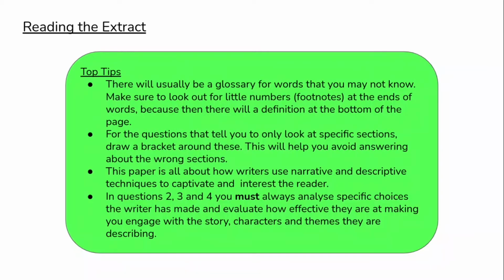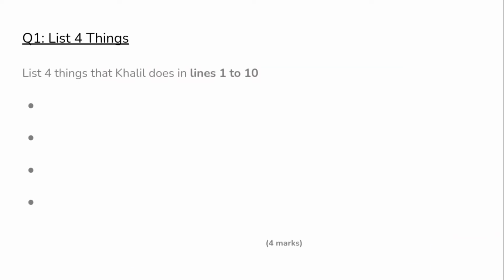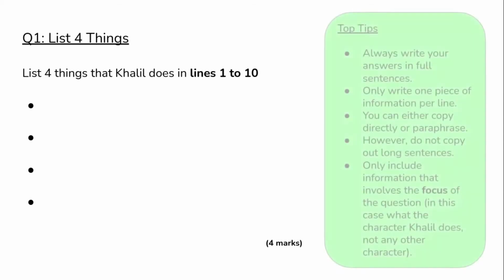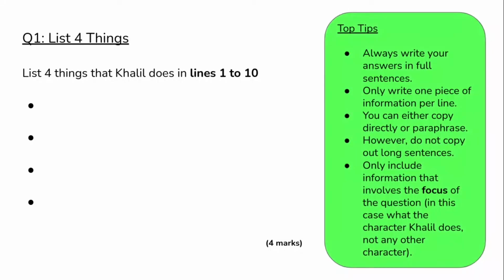Question 1, list 4 things. The example question here from the Hate You Give paper is: list 4 things that Khalil does in lines 1 to 10. Now the tips here are simple. Always write your answers in full sentences. Some people say it's not necessary, but I always think it's better not to take the chance.